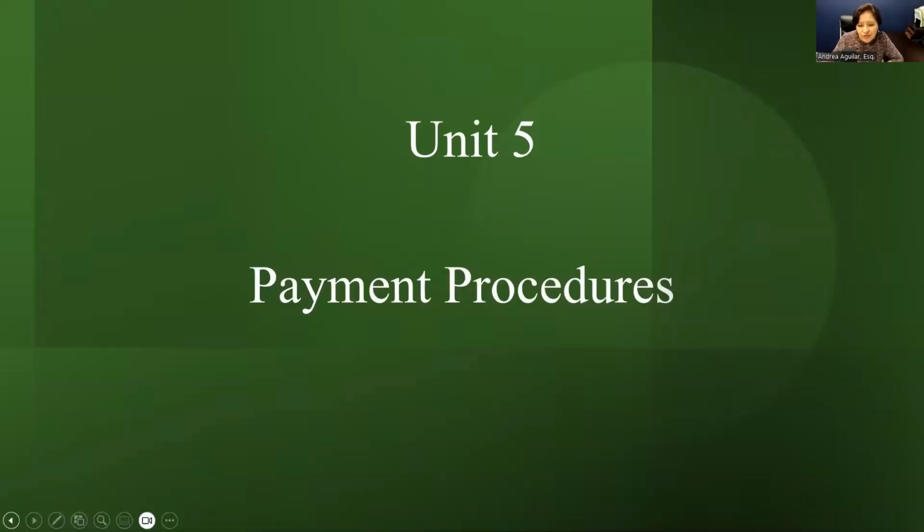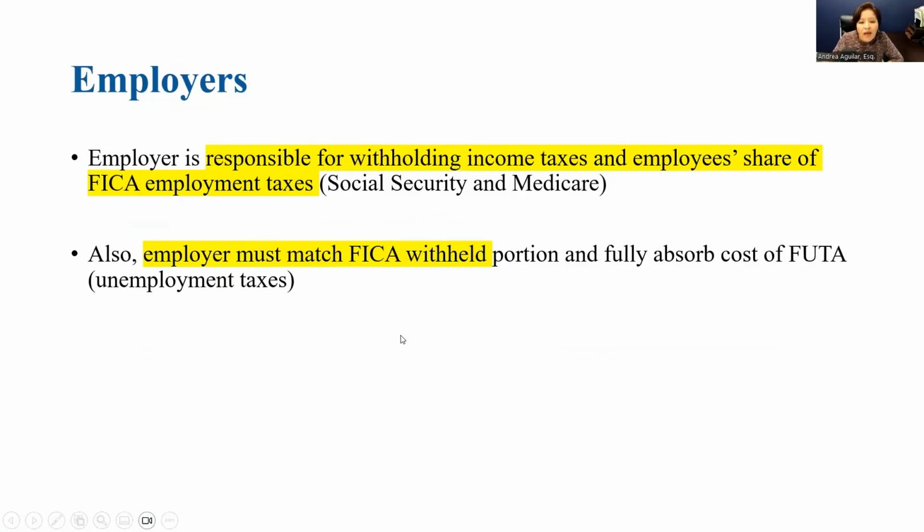Payment procedures. Now we're going to talk about how we pay the taxes owed to the IRS. First, we calculated the amounts. We know how much taxes we owe. We have hopefully applied certain tax credits that have reduced our tax liability. And now we need to pay the IRS. How do we do it?